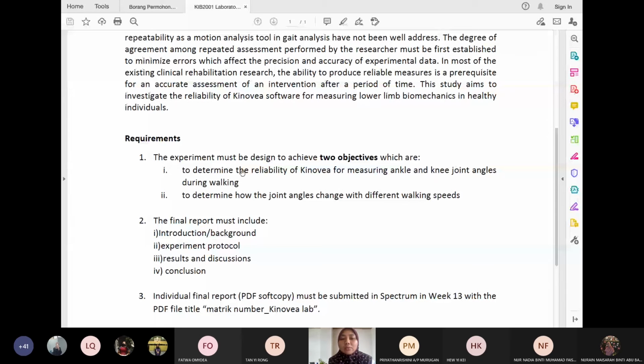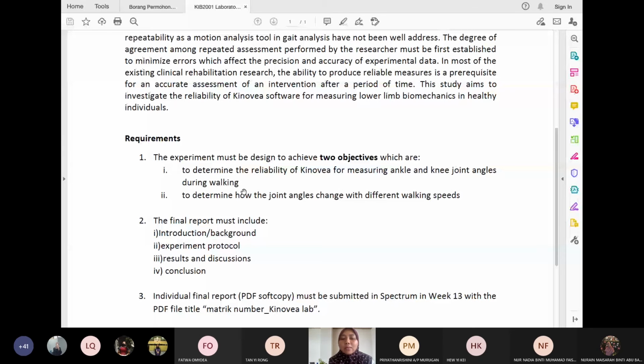So you need to find some previous literature, previous journal papers that used Kinovia and measured the reliability of Kinovia. There are some examples of published papers out there that show you how to determine the reliability. Not only for Kinovia, there are other software or other experiment methods that show you how to determine reliability. So you can follow one of the methods on how to measure reliability. That's the first objective.